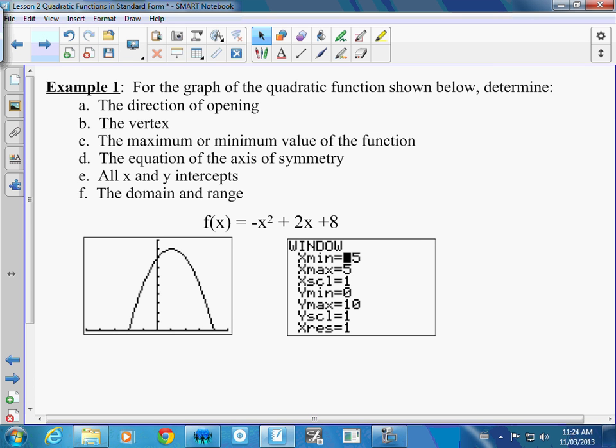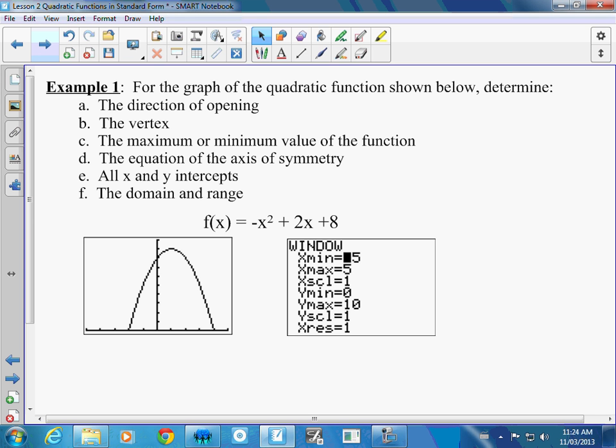These windows here are for your calculator, but I'm going to show you how to do this manually. For the graph of the quadratic below, negative x squared plus 2x plus 8, we're going to sketch it out and tell me the direction of the opening, the vertex, max or min, axis of symmetry, x and y intercepts, domain and range. Standard question. You've got to list all this. Once you know some of it, the rest is really easy.